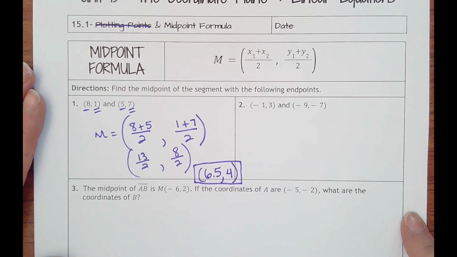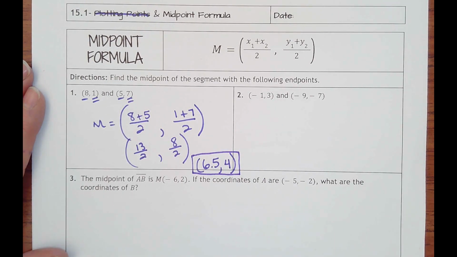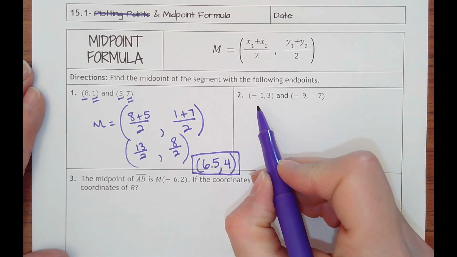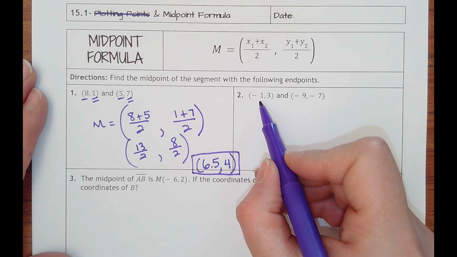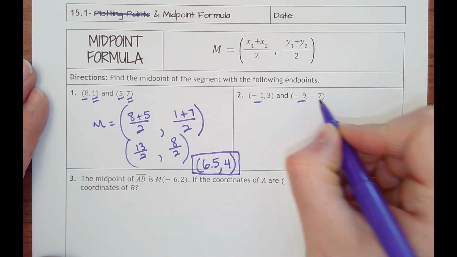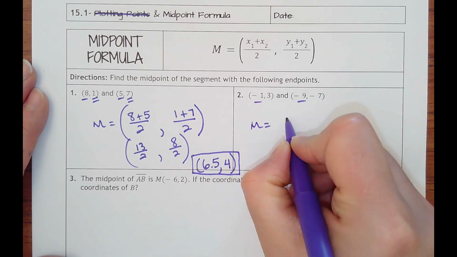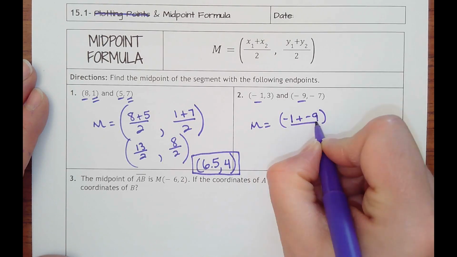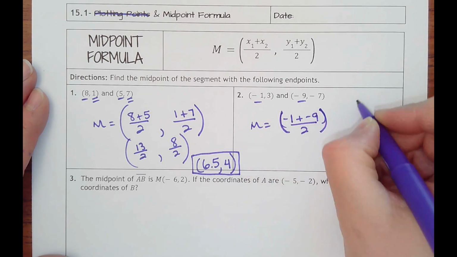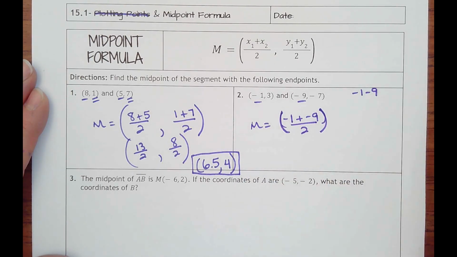Even when there are negatives, you don't have to change the signs like in the slope formula, where we have to subtract. We're not subtracting, we're just combining the terms. So I'm going to add my x's, -1 plus -9, or you could write -1 minus 9, right? Both of those are going to get the same thing.